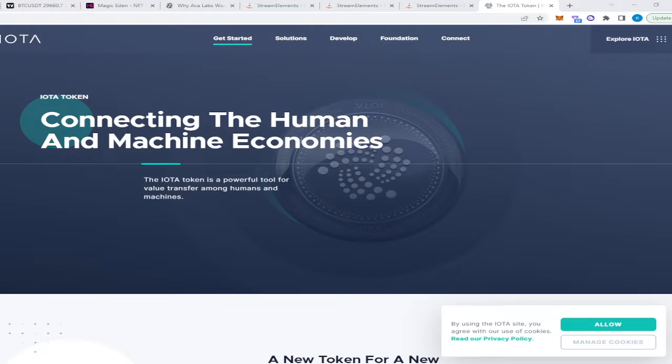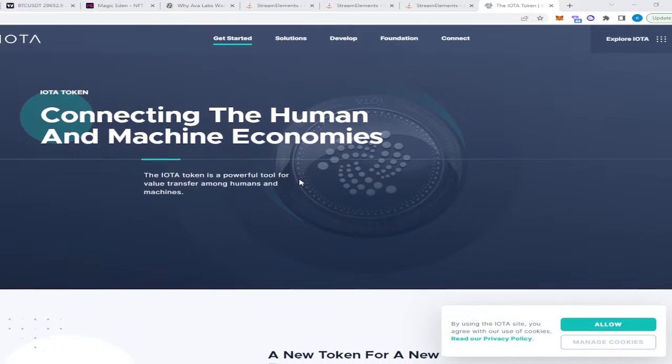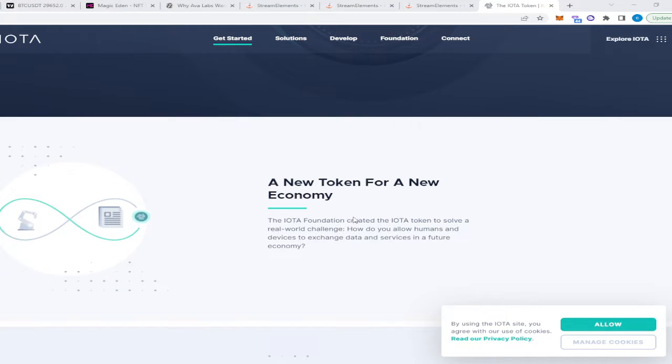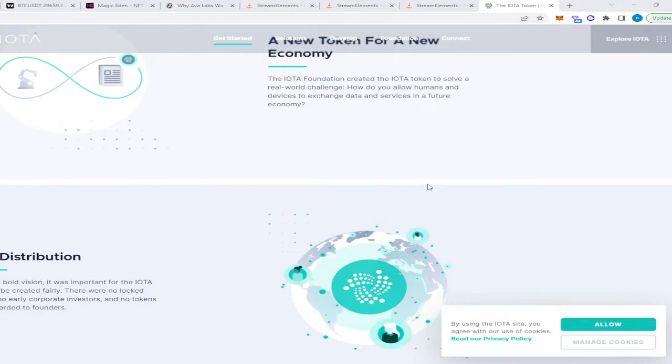So what is IOTA? IOTA is a token that is a powerful tool for value transfer among humans and machines. A new token for a new economy. The IOTA Foundation created the IOTA token to solve a real world challenge: how do you allow humans and devices to exchange data and services in the future economy?